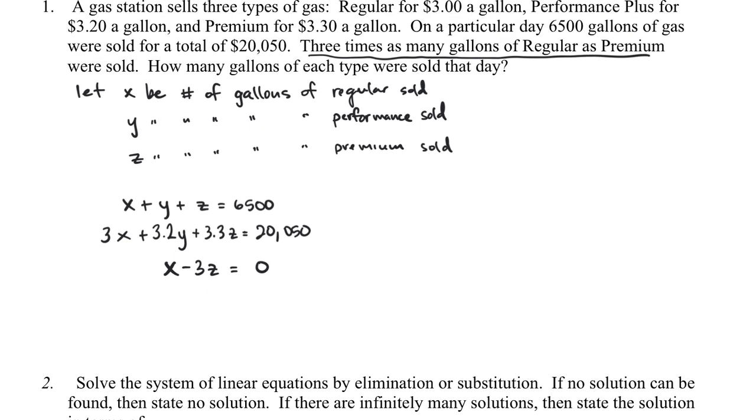So we have our equations set up. What we need to do now is solve the system of 3 equations for X, Y, and Z. Now notice that this equation already has Y eliminated. So I'm going to take these top 2 equations and eliminate Y, which means I'm going to need to multiply that top equation by negative 3.2. So this top equation, when multiplied by negative 3.2, is negative 3.2x minus 3.2y minus 3.2z equals 6,500 multiplied by negative 3.2, which is negative 20,800.